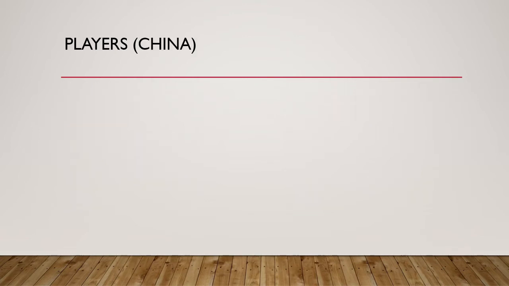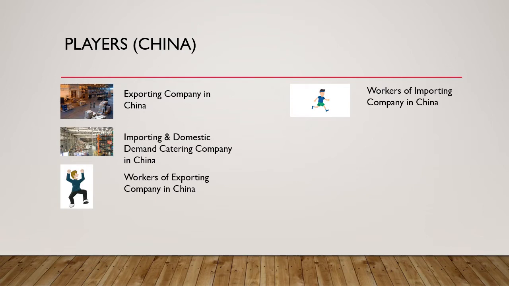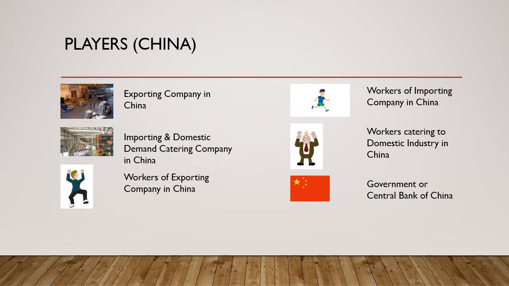Now, who are going to be the players in China? First, there will be the export companies in China who will be exporting goods and services to the US. There will be companies who will be importing goods and services from the US, and companies who will be producing goods in China to cater to the domestic markets in China. Then there will be workers working in the exporting companies in China, workers working in the importing companies, that is, the companies importing goods and services from the US, and workers working in the companies catering to the domestic markets of China. And finally, we'll have the government and the central bank of China. And yes, financial institutions like in the US will also be there in China. So we shall overall club them together.